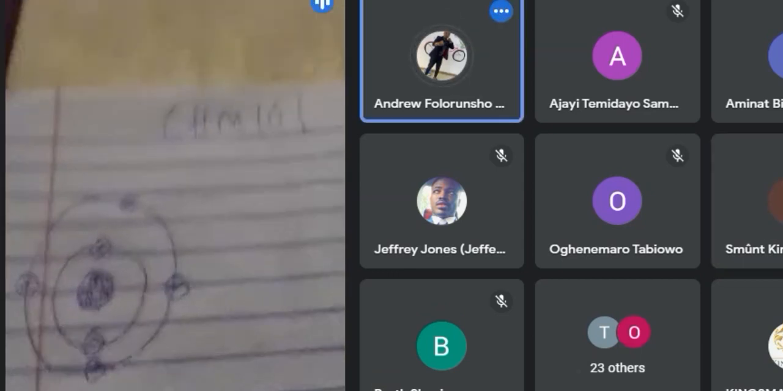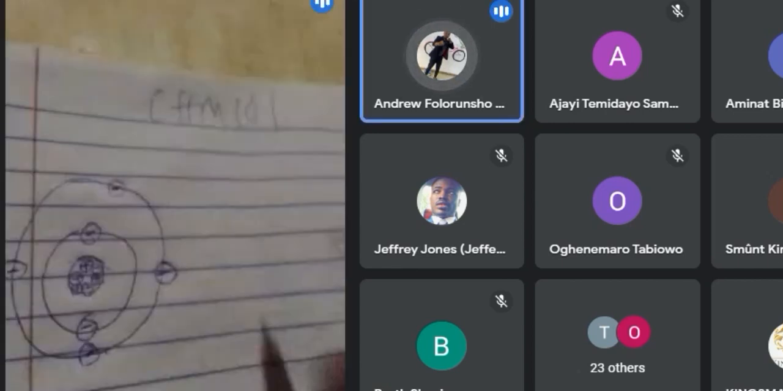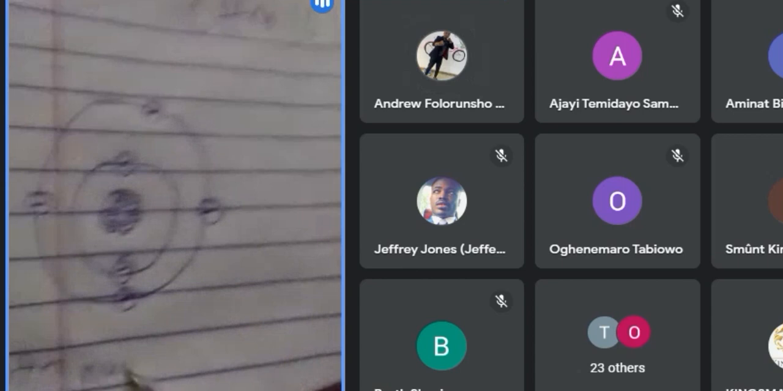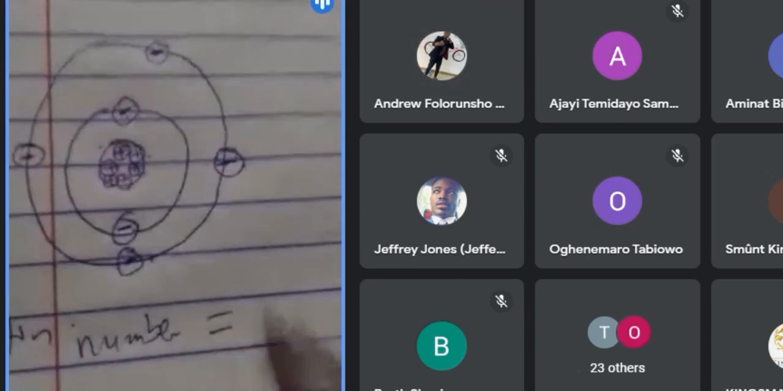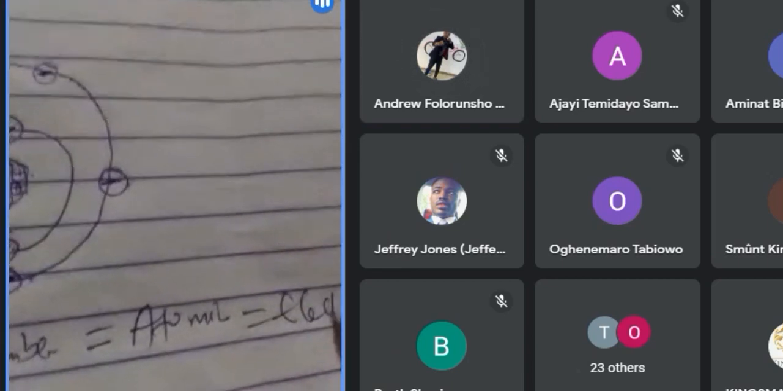I said that thing we call the atomic number is the same as the proton number. Proton number equals the atomic number, which equals the electron number.